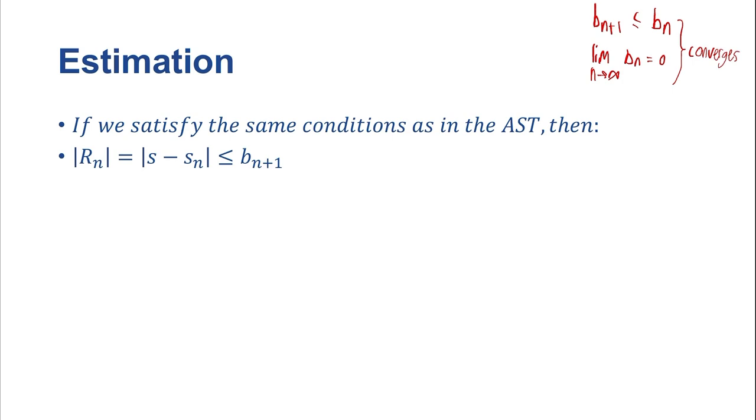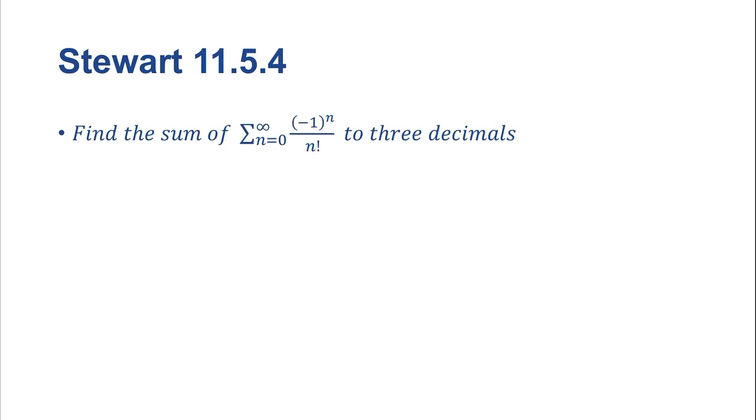Okay, I've got to say I'm not a super big fan of these estimation theorems just in their definitions, because they're very hard to grasp. So let's do an example. We're going to do an example from Stewart, section 11.5.4. We're going to find the sum from n equals 0 to infinity of (-1)^n over n factorial to 3 decimal places.